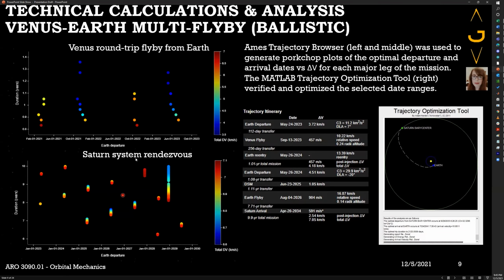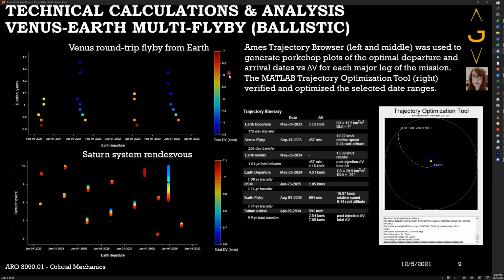The Venus-Earth multi-flyby mission option. We used the Ames trajectory browser to generate porkchop plots for the best departure and arrival dates versus delta V for each leg of the mission. Since we used the Ames trajectory browser, this is going to be a ballistic mission.